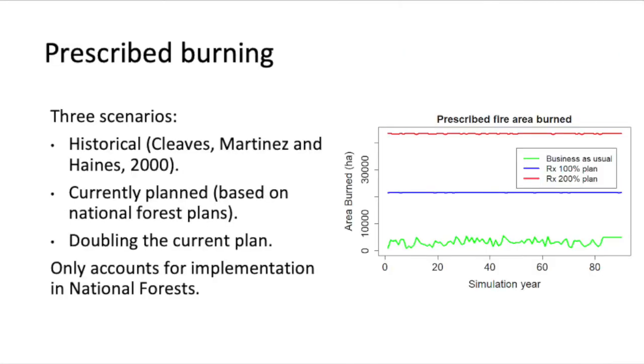All right, so prescribed burning. This green line here shows the prescribed fire that's happening now, and that's actually simulated across those 80 years. And then what's currently planned based on national forest plans, we call that 100% prescribed burning that we're going to do. And then we ran another scenario of doubling the current plan. Okay, so 200% of prescribed fire plans.